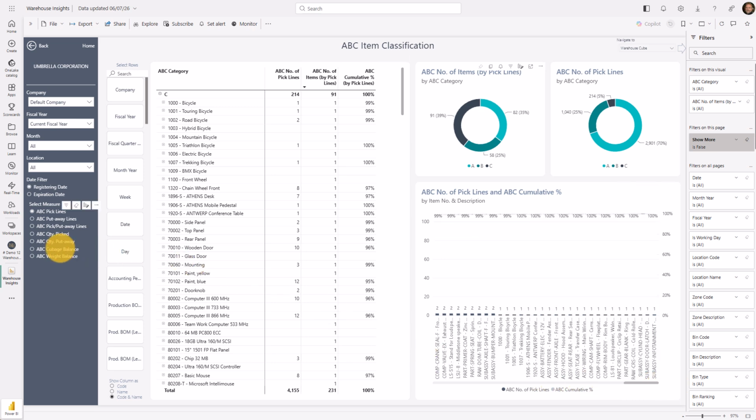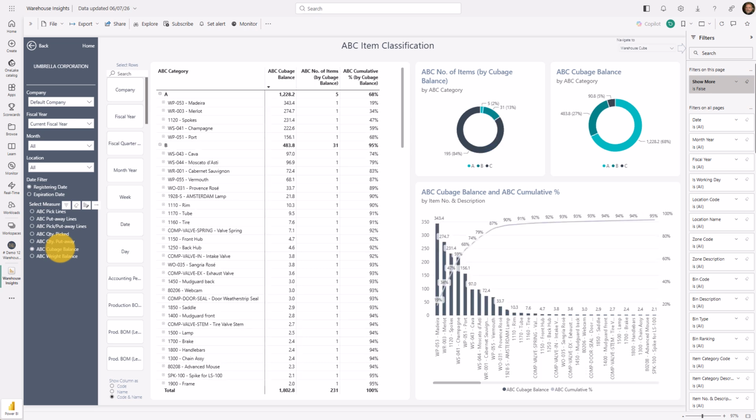Watch what happens when I change the basis from pick lines to cubage balance. The A class collapses from 82 items down to just 5. 5 items, and they're mostly our bulky SKUs, and they account for nearly 70% of the volume sitting in the warehouse. So by labor, your important items are one set. By space, they're a completely different and much smaller set.